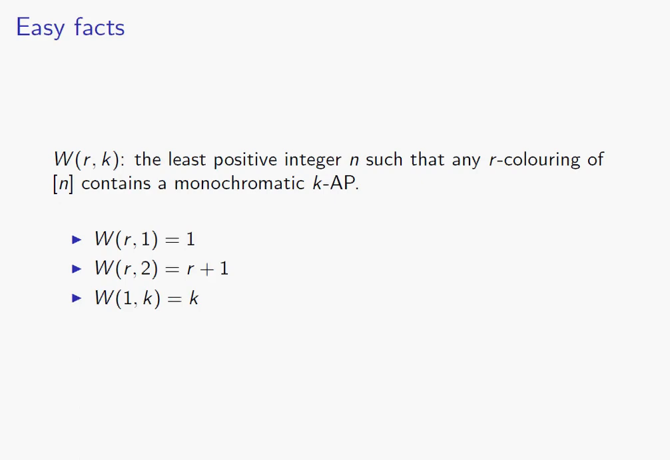Okay, now let r equal 1, so we only have one color. Well, very trivial again. If we only have one color, we paint k or more integers, we get a k-term monochromatic arithmetic progression. If we have fewer, we don't get the k-AP, but with k or more, we're guaranteed it. So these are some easy facts, just to get our bearings for what w of r comma k is doing.